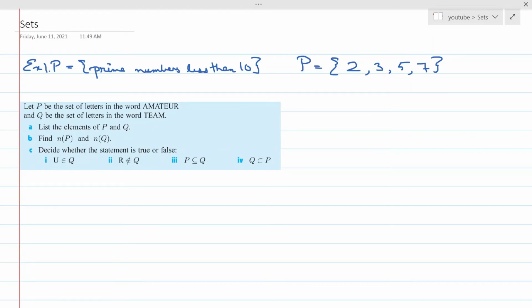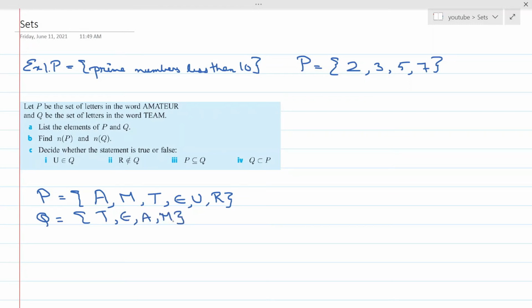Let's look at another question. So let P be a set of letters in the word amateur. So what are the elements of P? So P is going to be equal to, now let's make sure that we don't repeat any of the letters. So we have A, M, A cannot repeat because we know that a set has only distinct letters. So we will have T, E, U, and R. So this is P, and the Q set is the set of letters in the word team. So in team, we don't have any letters which repeat in the word. So we can just write them individually as T, E, A, M.